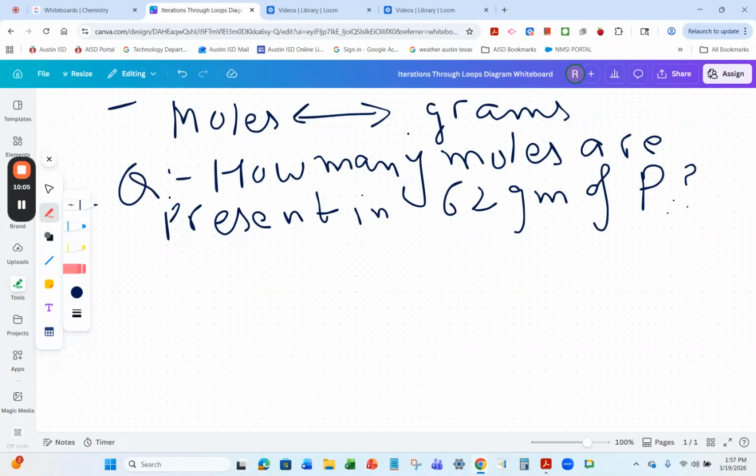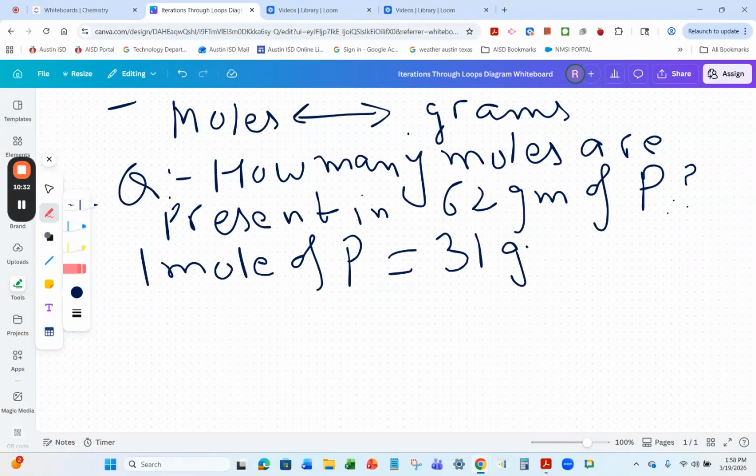Same thing, what do you know? And one more thing, in chemistry, we are allowed to use whole numbers, okay? You can round off the atomic mass, and when you round off the atomic mass, obviously your molar mass, molecular mass will be rounded off. So what do you know? Start with what you know. I know 1 mole of phosphorus, use the periodic table, is equal to 31 grams of phosphorus. Here we go. This is my known information.